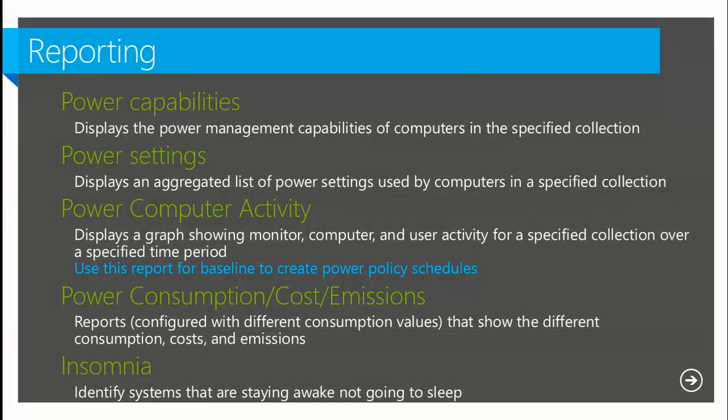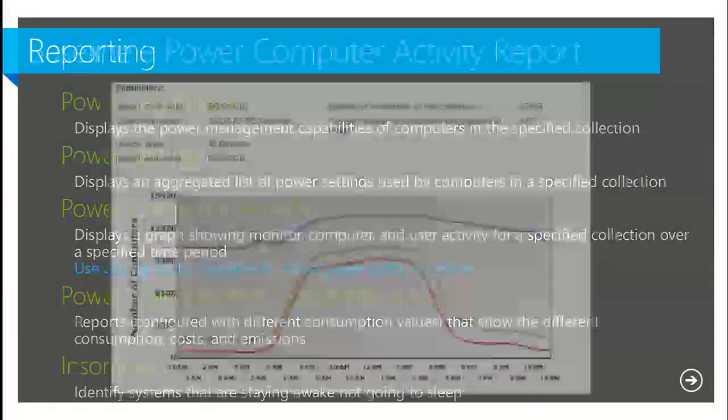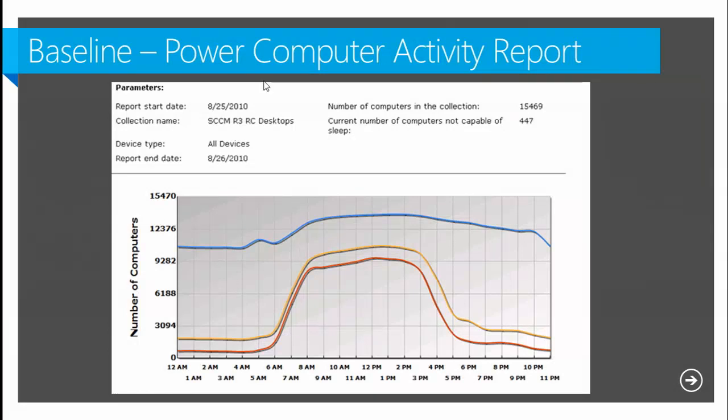There's power computer activity, and this is the one you're going to use for baselining to understand what your usage patterns are in systems. This is the report right here. The bottom line is when the machines are powered on, when the machines are in use from user activity. The next line up is the monitors being turned on, and that's pretty typical because most likely you have a monitor timeout already configured in your environment. So it should pretty much follow your user activity, where the monitor is only on when the user is actually using the system. And this blue line is the CPU on. So this would be indicative of a machine being always on, for example.